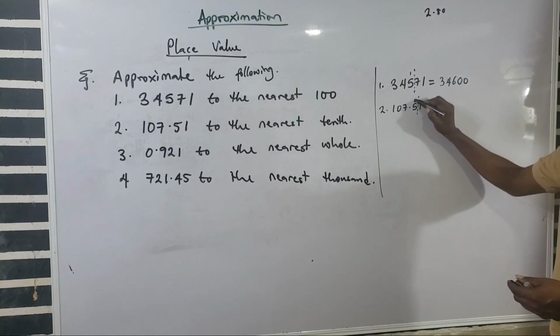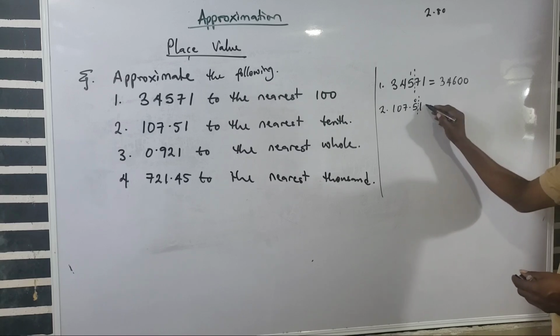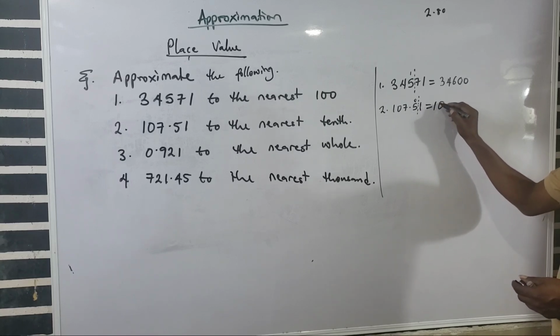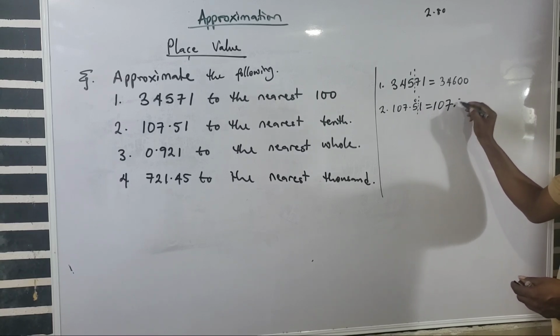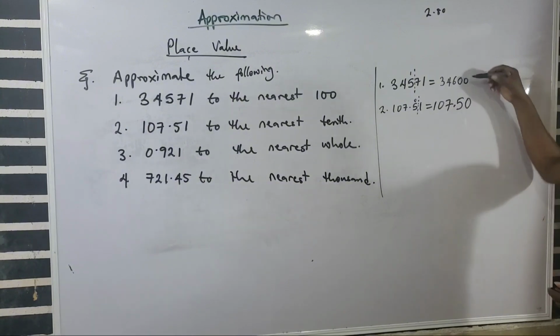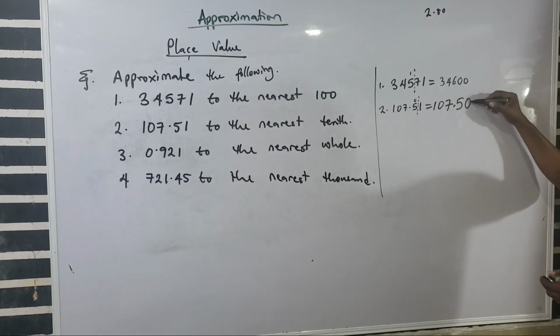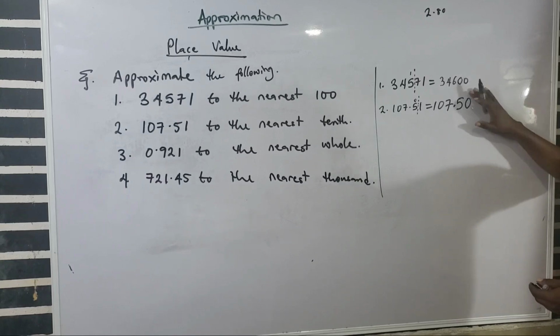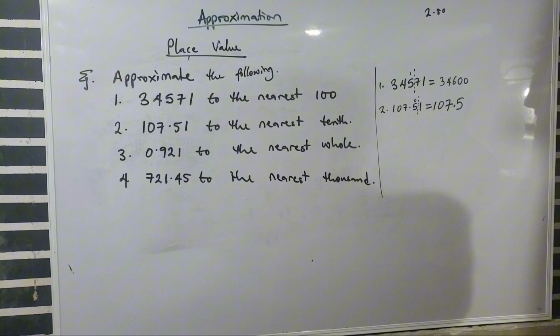So this will give us 0 because it's not up to 5. So that will give us 107.50. Because this is a decimal number, that's the difference between these two. This is a decimal number. So since it's a decimal number and 0 is ending it, we can wipe it off.